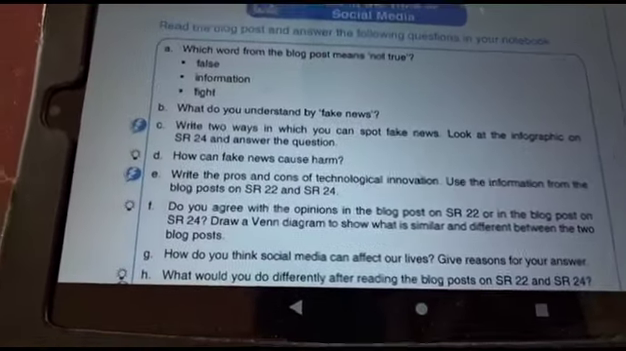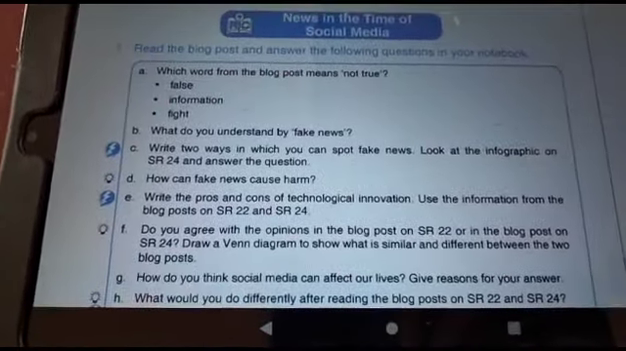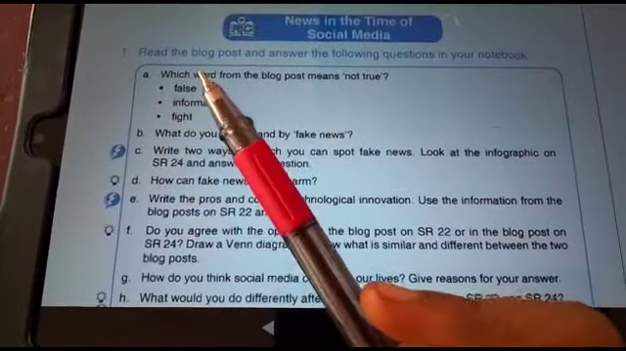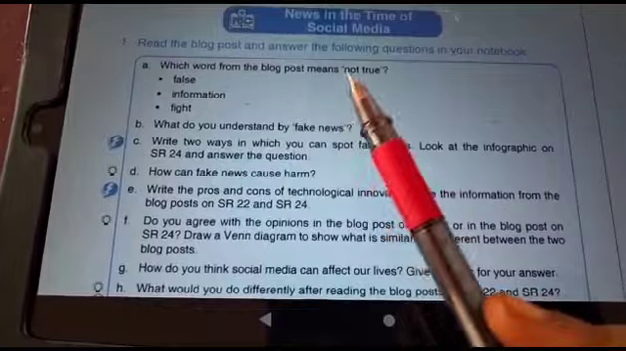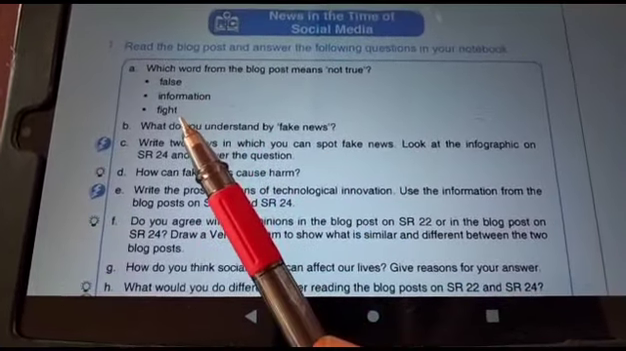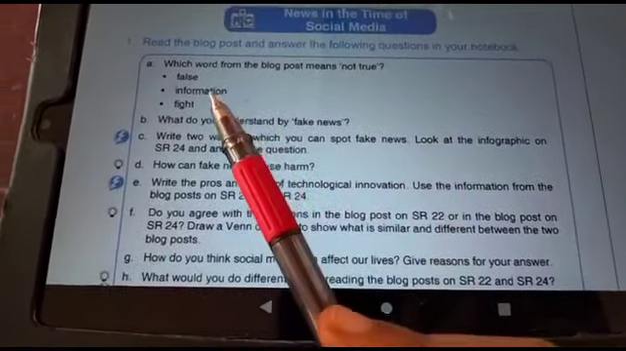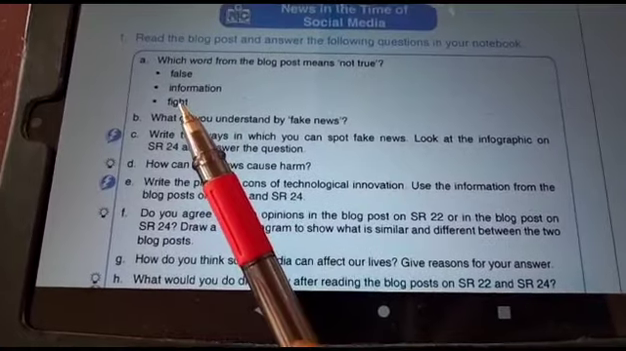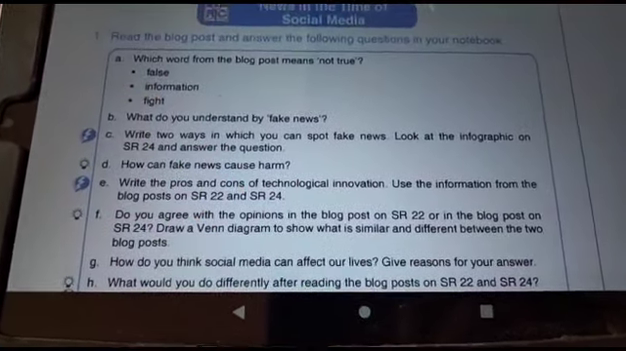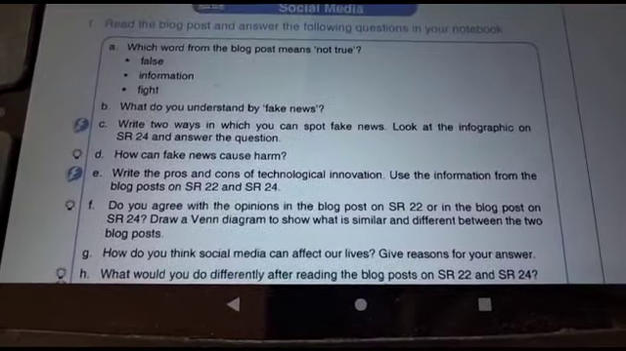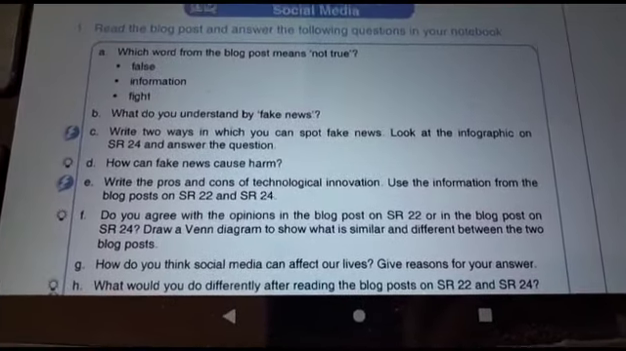Okay, what are the technologies in the mobile phones? So read the A question, read along with me. Which word from the blog post means not true, false information? Not true, that means the correct answer is what? Nice, the correct answer is false. Okay, take your pencil, write neatly.